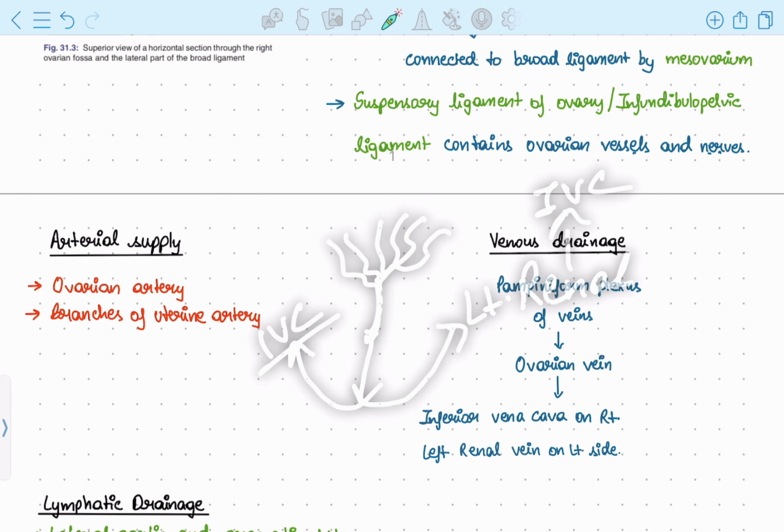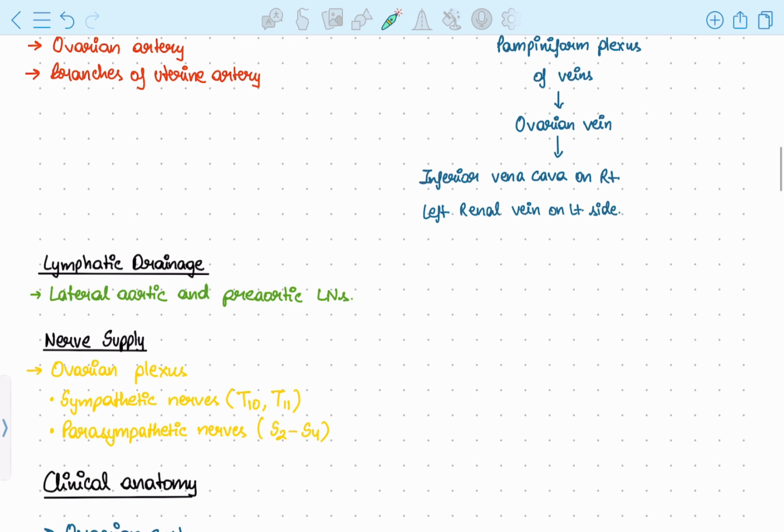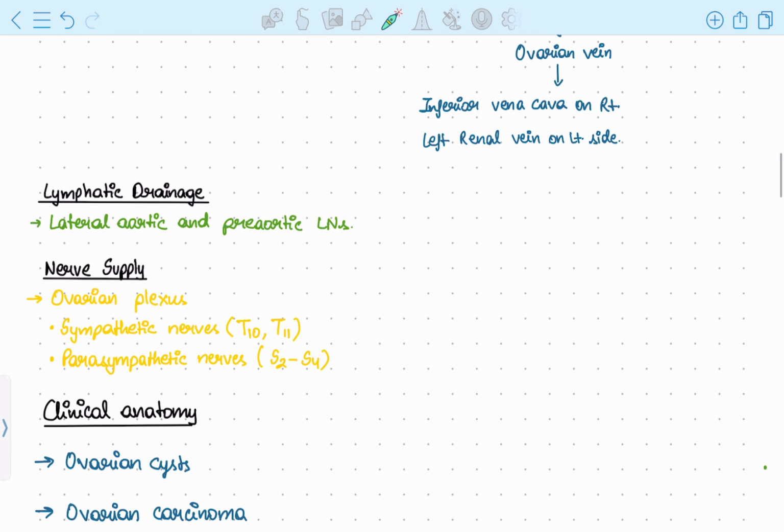Okay, understood? Easy. Then we have the lymphatic drainage. Lymphatic drainage is into the lateral aortic and pre-aortic lymph nodes. The nerve supply is by the ovarian plexus, which consists of both sympathetic and parasympathetic nerves. Sympathetic nerves are from the nerve roots T10 to T11, and parasympathetic are from S2 to S4. You can remember these nerve roots or not, it doesn't matter.